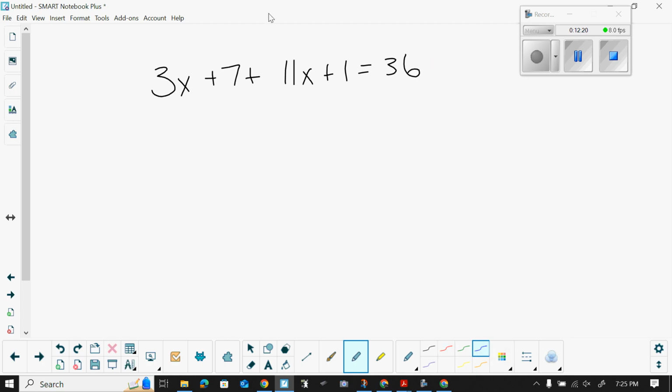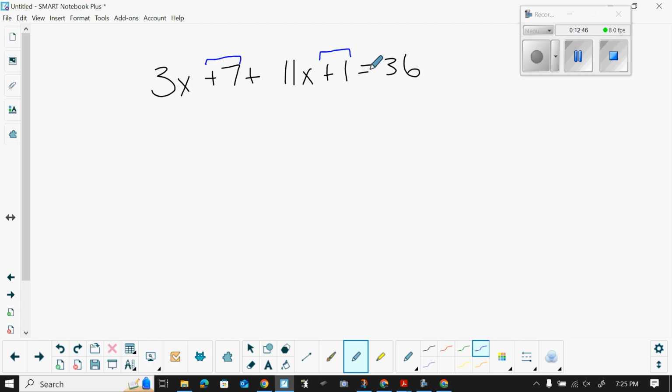For this particular question, on this side, you have more than 2 terms, right? You have your 3x, and you have your 7, but then you have another 2 terms, 11x and a 1. So we've got a lot more terms on one side. And notice some of these terms are the same type of term, like this positive 7 and this positive 1.